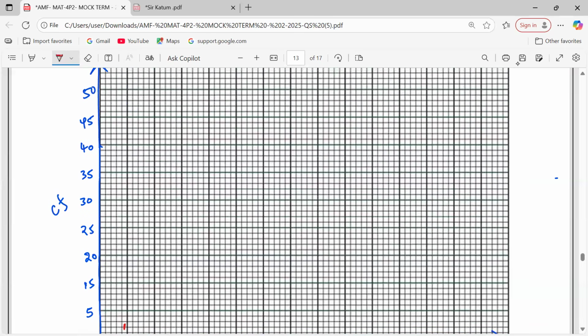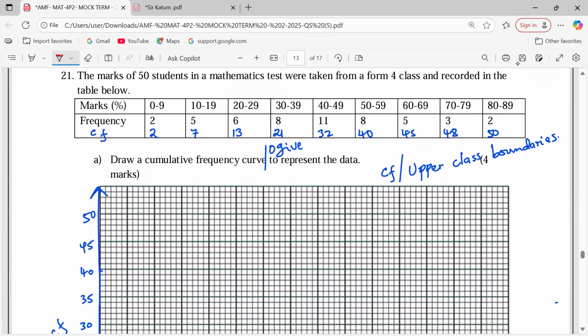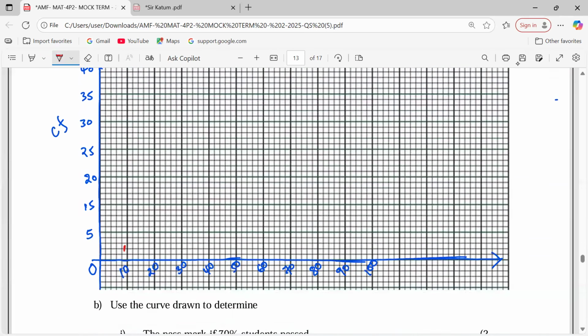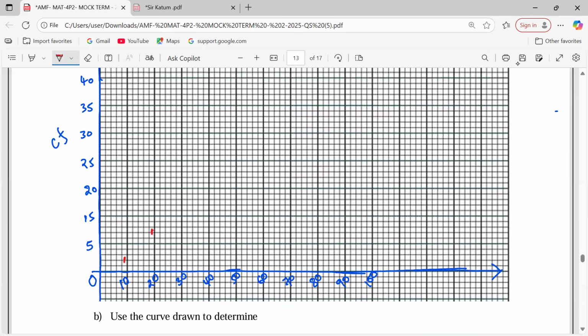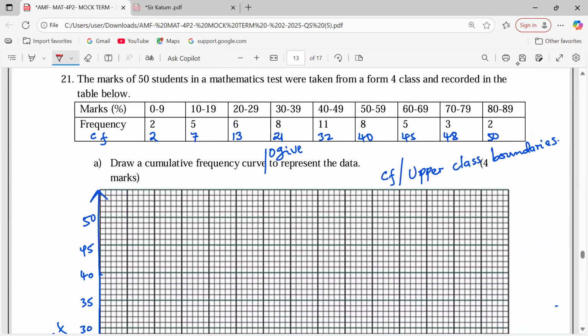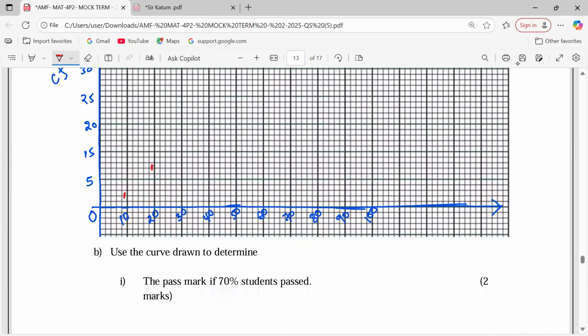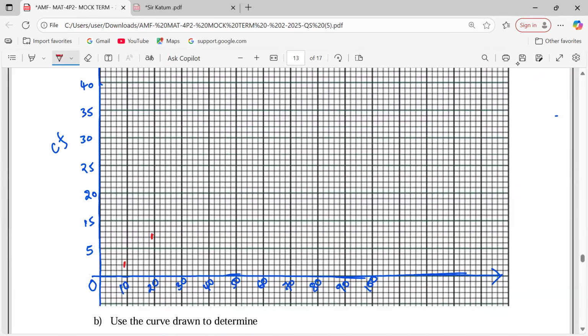The next one shall be 19.5 against 7. 7 is just above 5. And 19.5 is before 20. We proceed. The next one is 29.5 and 13.